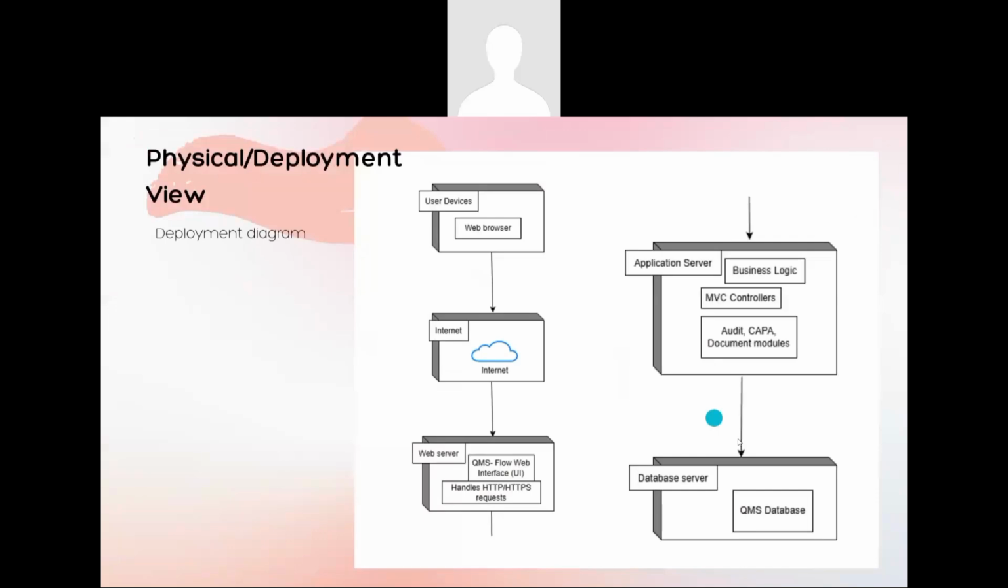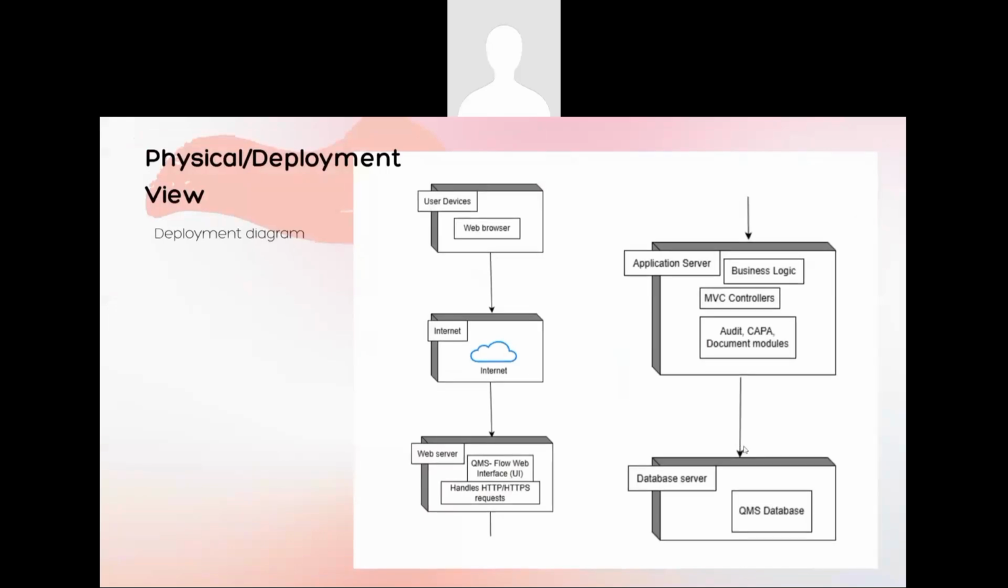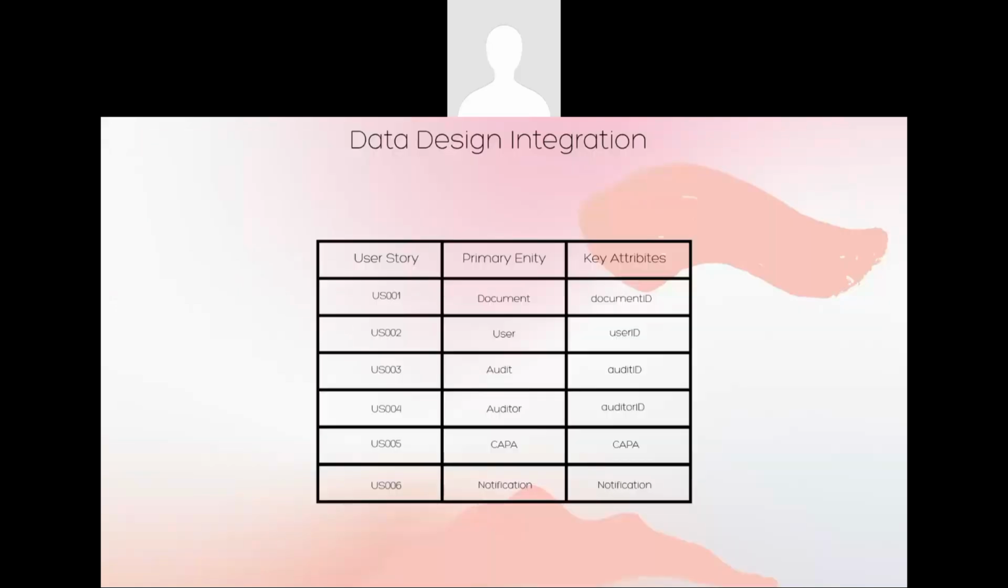Okay, for the physical step, the deployment view. The deployment diagram illustrates the physical architecture of QMS Flow as a cloud-based web application. Users access the system via web browsers over the internet, and requests are handled by the web server and processed by the application server, which contains the core QMS business logic. All persistent data is stored in a centralized database server, and an external email service is integrated to support automated notifications and alerts. All these workflows are powered by our relational database, QMS Flow DB.